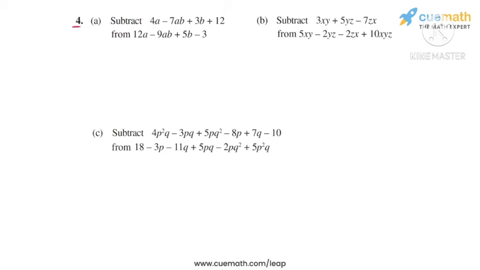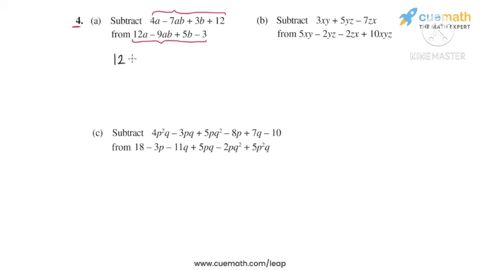In the first part we have to subtract 4a minus 7ab plus 3b plus 12, this expression, from this expression 12a minus 9ab minus 3. So let's write the second expression first.